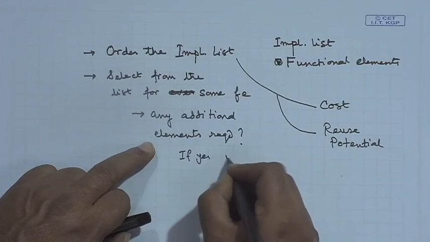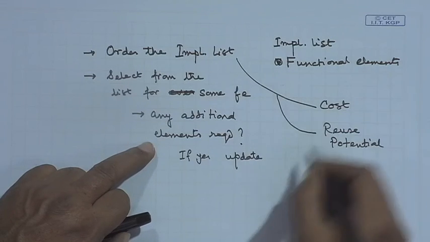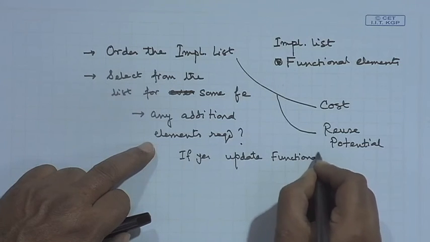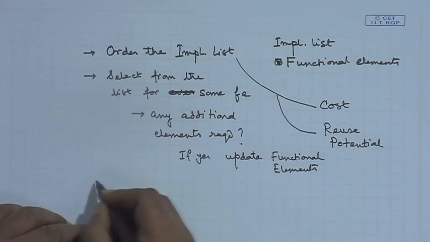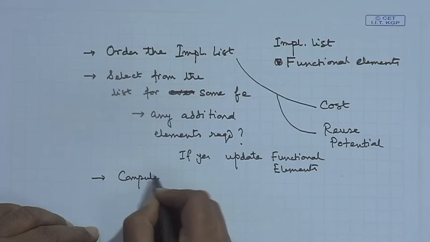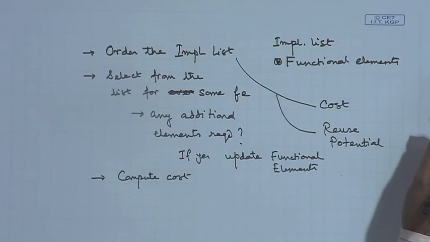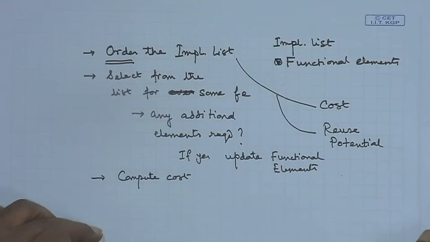If yes, update functional elements, because you will need more functional elements to do, and then compute cost. You go on computing the cost till now and check whether that cost has violated the ultimate cost. Now, this will be done absolutely heuristically, and you will have to see.